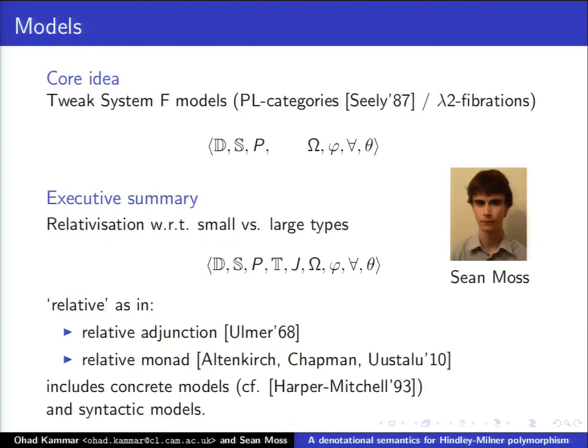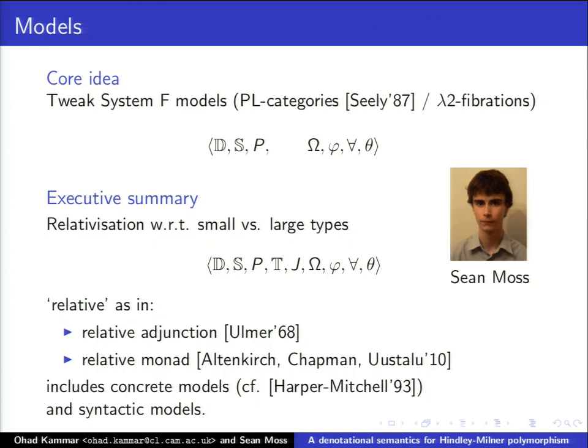Okay, so now let's look at the models. The core idea is to take models for system F, which is a can of worms, because we don't even have set theoretic models, and just tweak them a bit and add some stuff. And this is the missing stuff. This is the stuff we have in the model for system F, and this is the new stuff that we've added. And here Sean was extremely useful. So thank you, Sean.